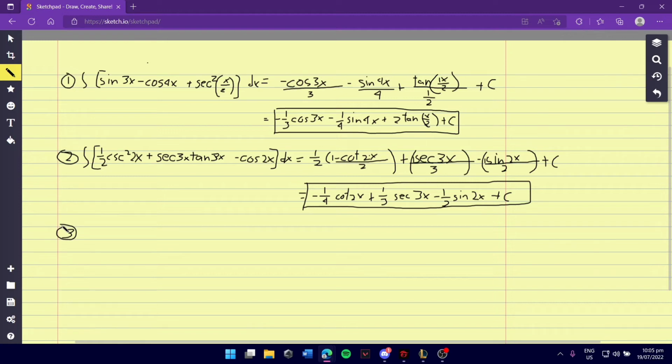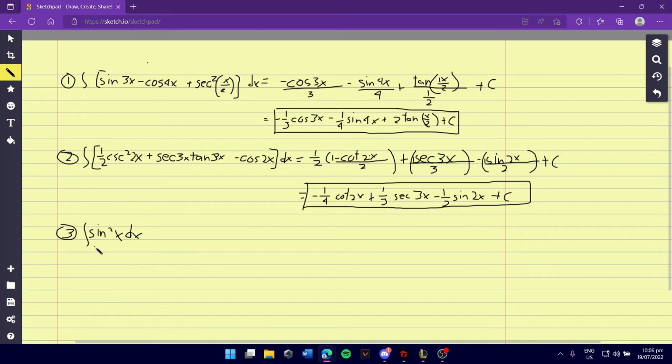So here in our next example, we have the integral of sine squared x dx. Since sine squared is not among our trigonometric identities, let's look for another way.